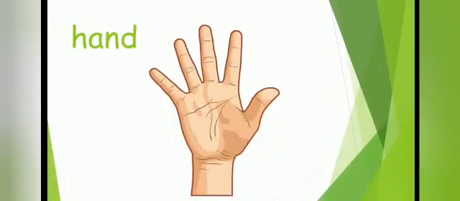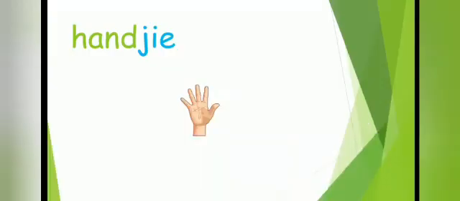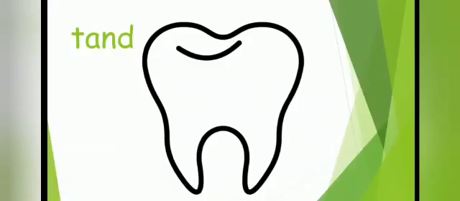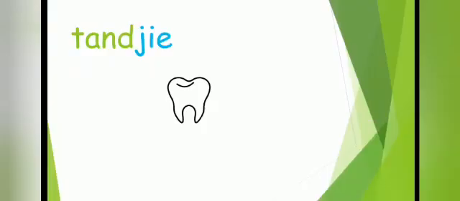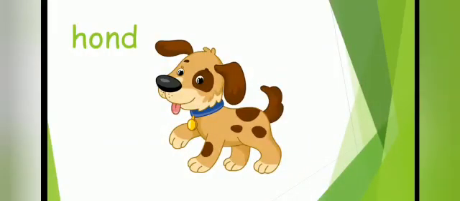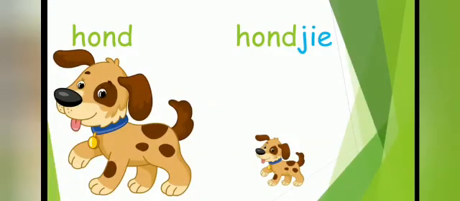Then we have hand, which is your hand. A small one would be called a handjie. So you have hand and handjie. Then we have tand, which is a tooth. A small one would be called a tandjie. So you have tand and tandjie. Then a hond. A small one would be called a hondjie. So you have hond and hondjie.